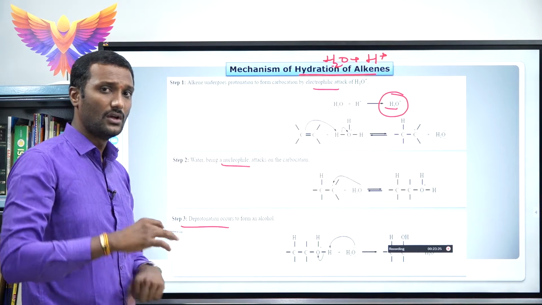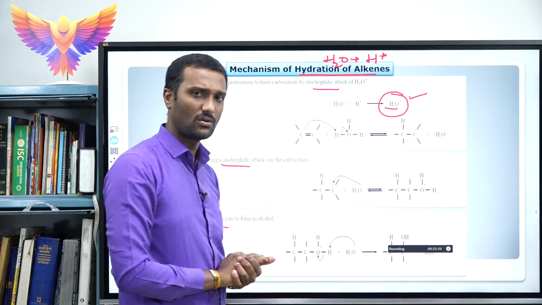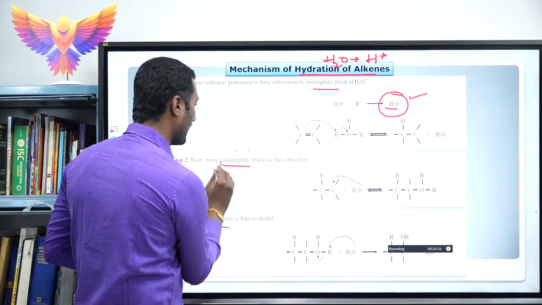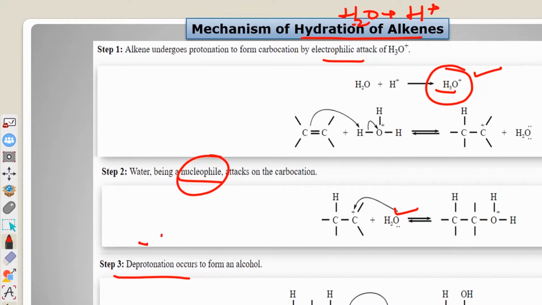So let me know what is the meaning of electrophile. It means a deficiency in electrons, and nucleophile means rich in electrons. Deprotonation means the removal of hydrogen ion. Am I right? This is the meaning. These are the 3 steps.